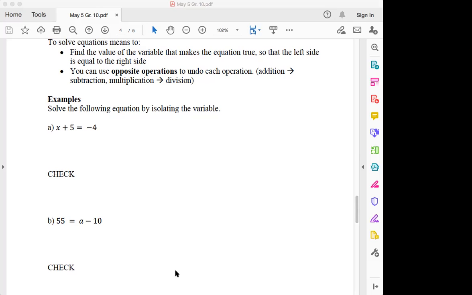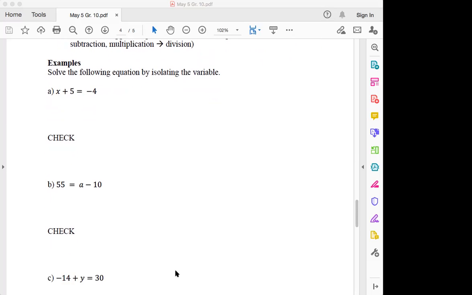So it is important that if you don't understand that you let me know. But we will do a few examples here. So you want to isolate the variable, so you want it on its own. So the goal is to get rid of any number that's around it. So here we have x plus 5 equals -4. So we want this x all on its own.